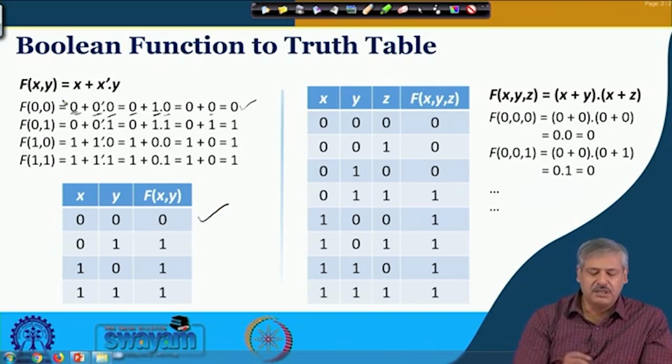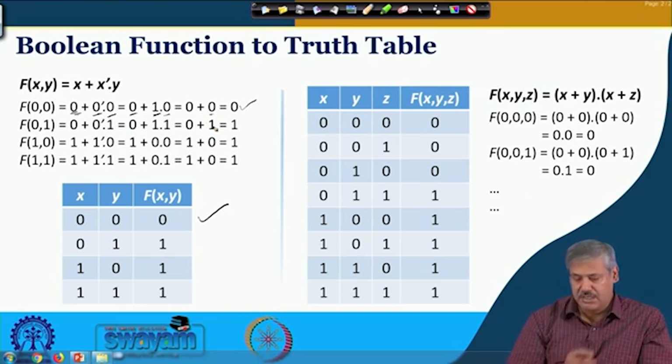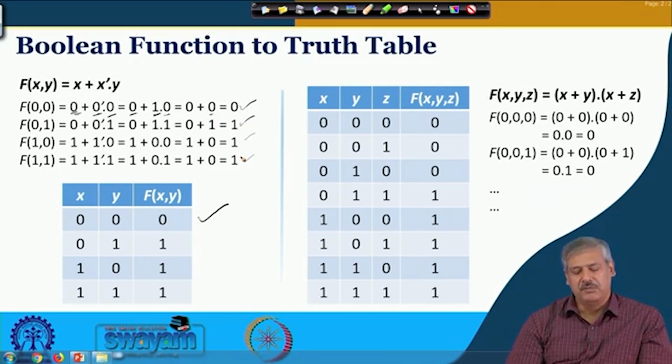Then the other option is x and y taking values 0 and 1. You substitute and go on putting the values, and from the AND and OR operations we get 1, 1, 1 for the remaining three possibilities, and that way you can come up with the truth table.